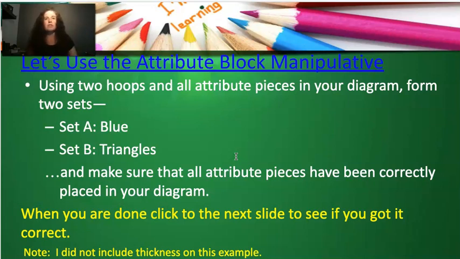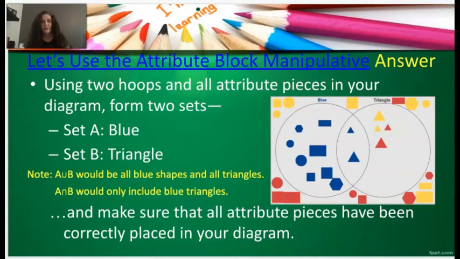You can pause the video here if you're still taking notes or if you want to process this question before you see the answer on the next slide. Okay, so here's the answer. Notice that A union B would be all the blue shapes and all the triangles, and A intersection B would only include blue triangles. So make sure your Venn diagram has all the shapes where they're supposed to be. Good job. Here's another one.